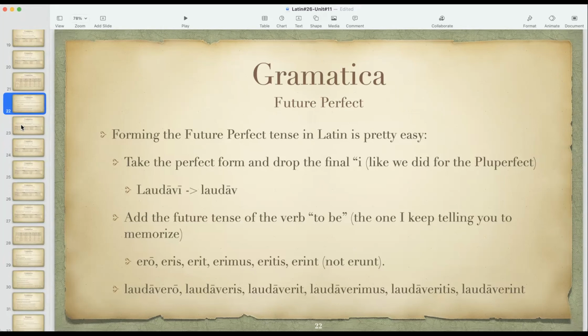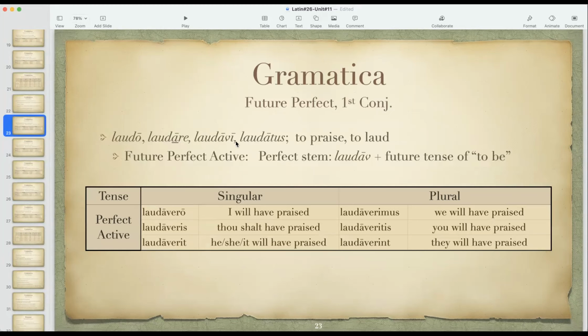But again, same idea. Laudo, laudari, laudavi, laudatus. We take the laudav, and then we add the future tense. So let's recite this together. Laudavero, I will have praised. Laudaveris, thou shalt have praised. Laudaverit, he, she, it will have praised. Laudaverimus, we will have praised. Laudaveritis, you will have praised. Laudaverint, they will have praised.